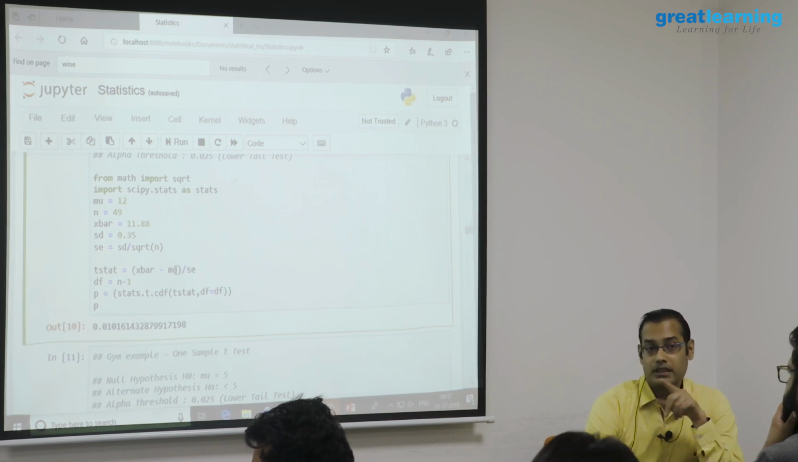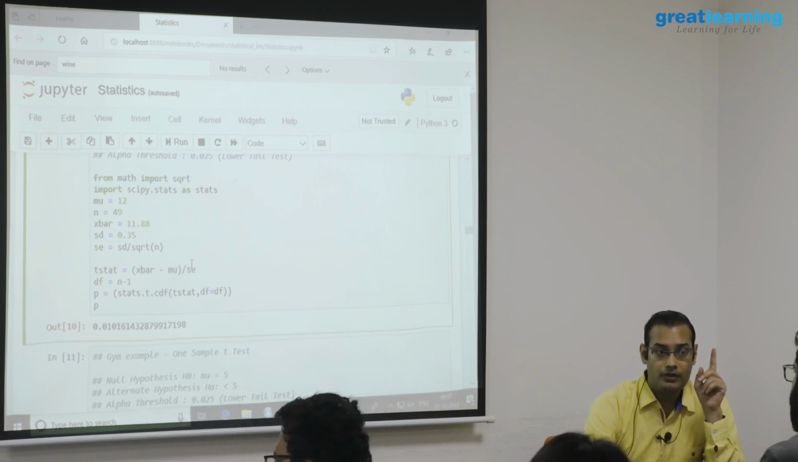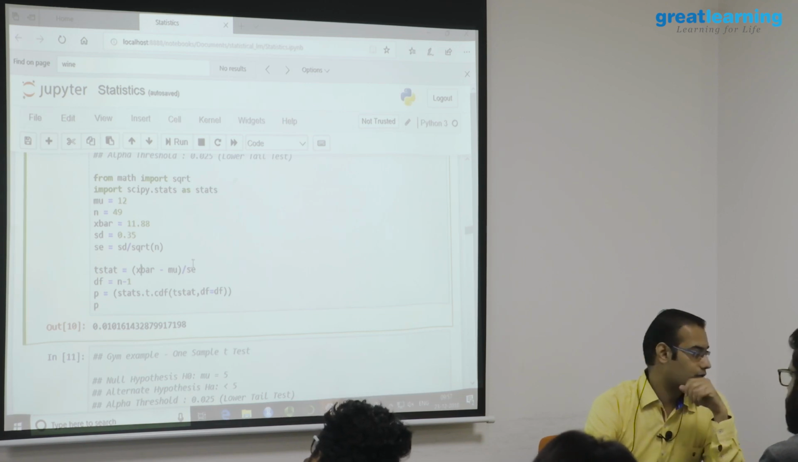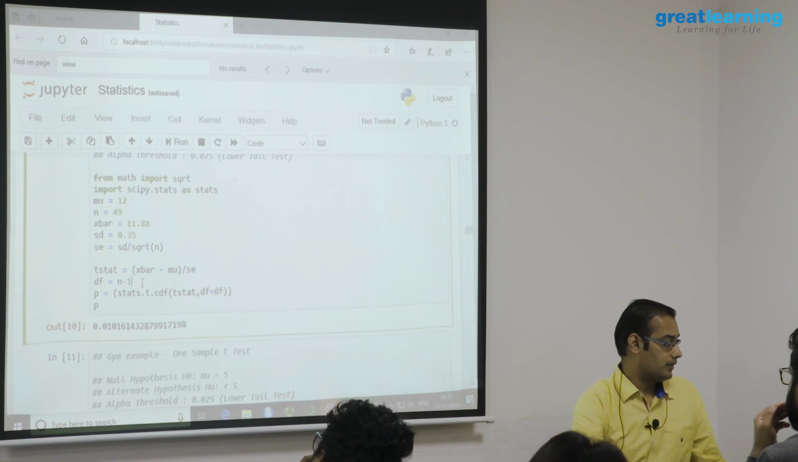Okay. Here standard error has to be computed. Actually it's not standard error because standard deviation is not taken from the population. Here standard deviation is taken from the sample, but I am using the term standard error only, which is equal to standard deviation by square root of n. So that formula. Degree of freedom, this point I skipped.